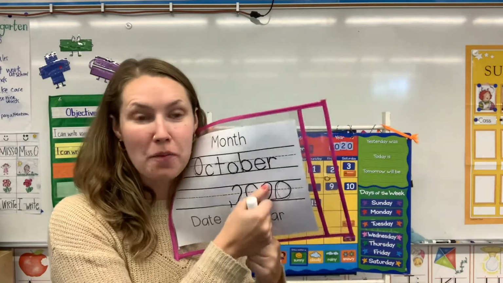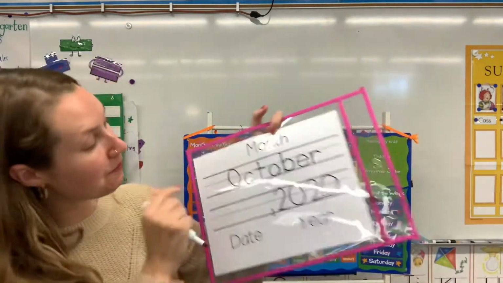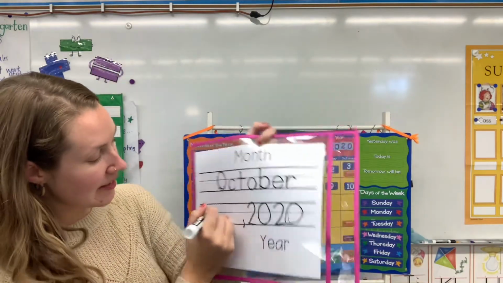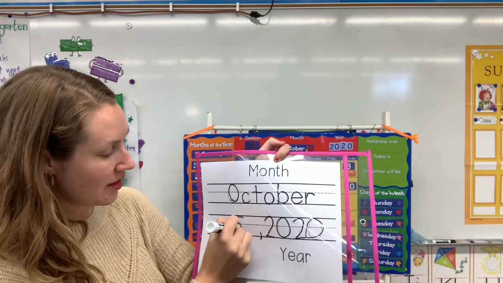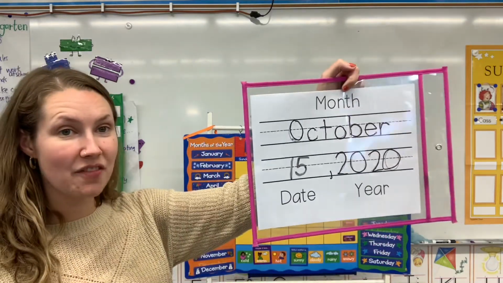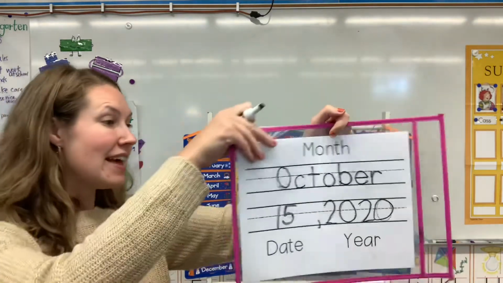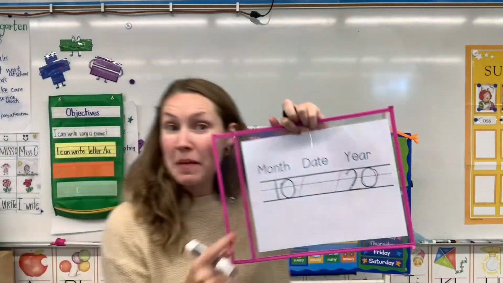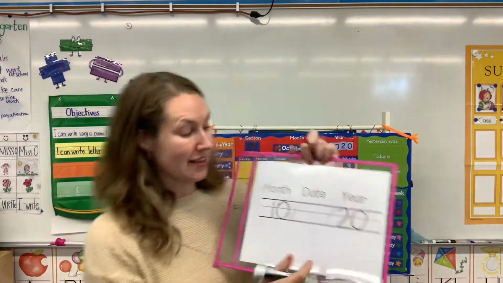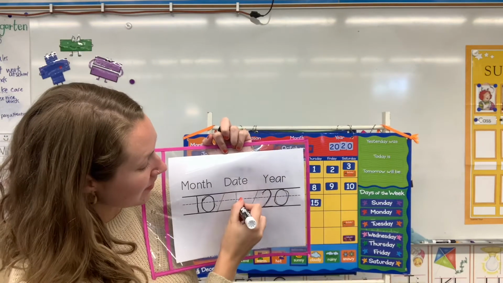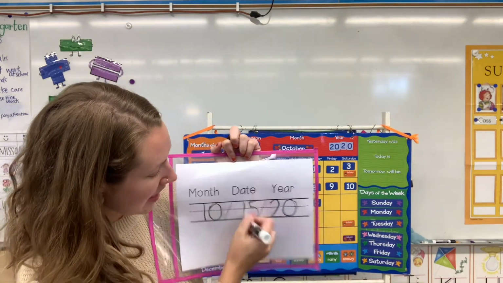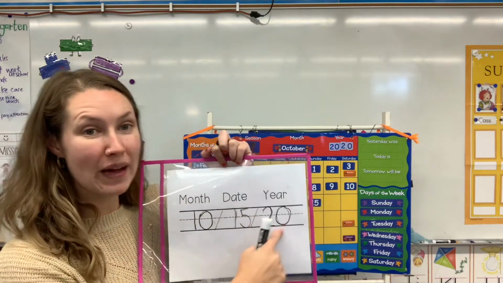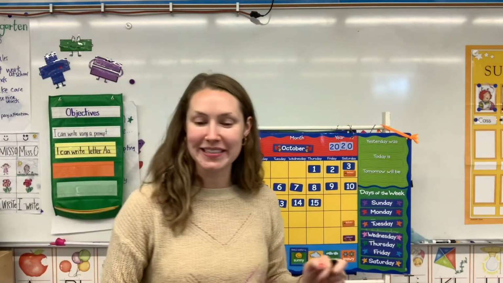Let's start on the side with the written word October. And let's add in our 15 because today is the 15th day of October. It is the 15th of October. Very good. Now let's flip it over. Remember, October is the 10th month, and it's the 15th day of the 10th month. So we have 10, 5, 20 for 2020.